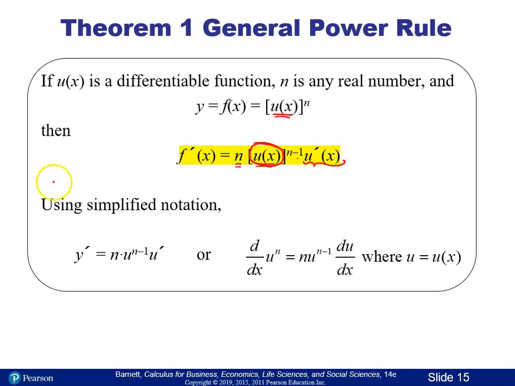Okay, so these are some simplified notations. We've got n times u to the n minus 1 times u prime, or n u to the n minus 1 du dx. All of those are just different representations for the chain rule.